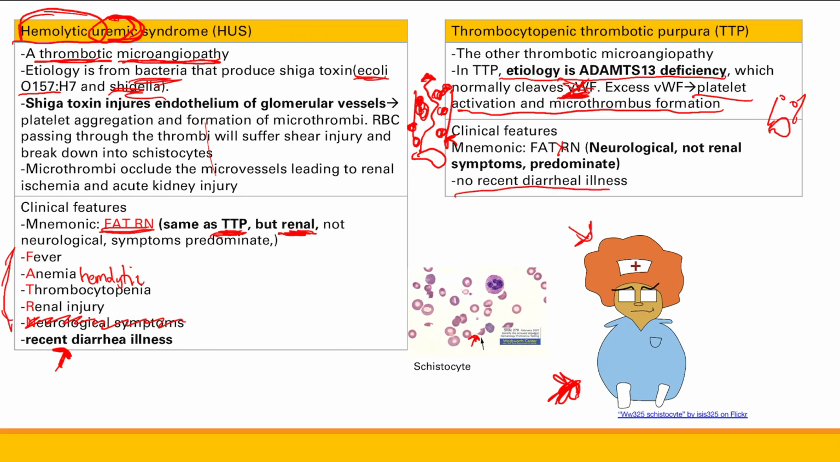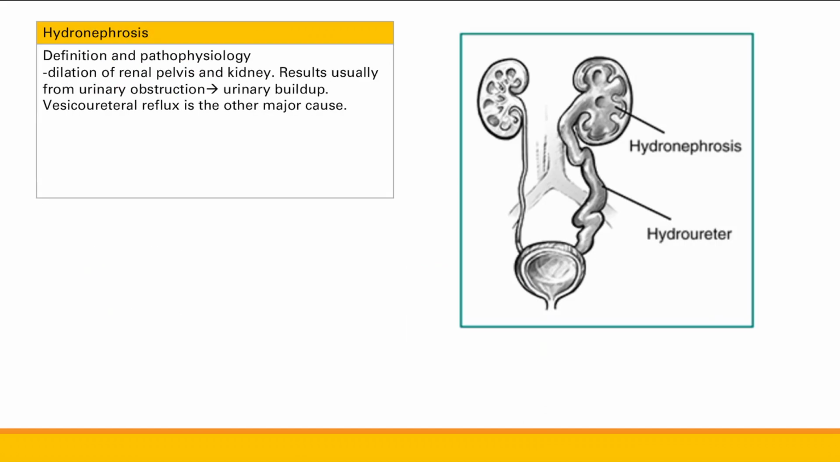And the other thing is you don't have a recent diarrheal illness, because the problem here is an inherent deficiency in ADAMTS13. Not inherent, sometimes it can be acquired. But in hemolytic uremic syndrome, it's due to a diarrheal illness from Shigella or E. coli that causes Shiga toxin. So that's it for hemolytic uremic syndrome and TTP. Make sure to keep these straight, both of them with a FAT RN appearance, because they are thrombotic microangiopathies. They have schistocytes.